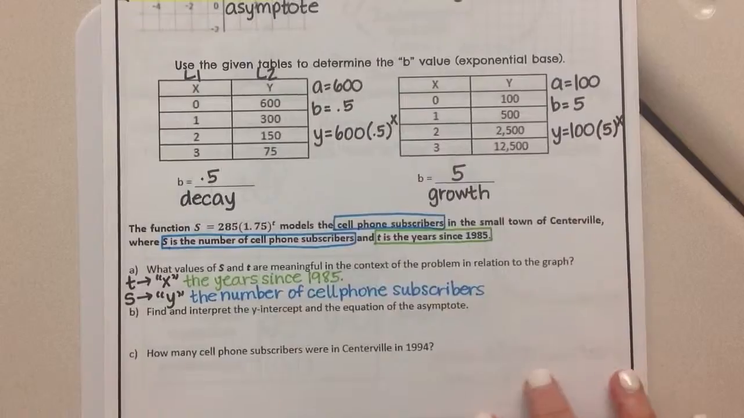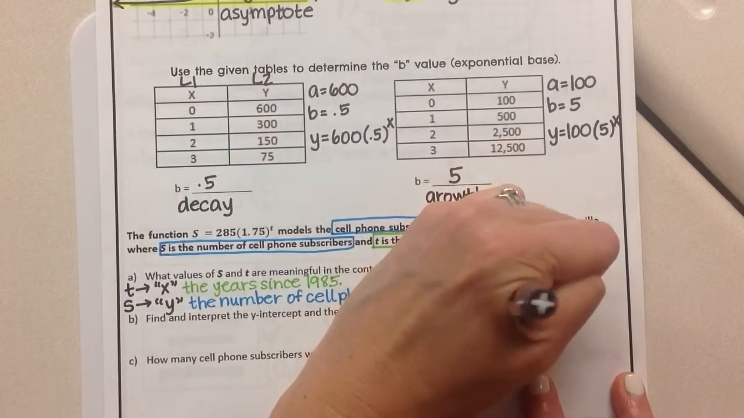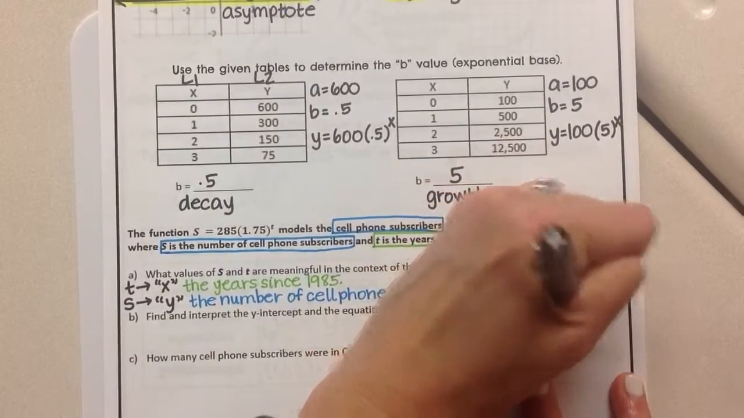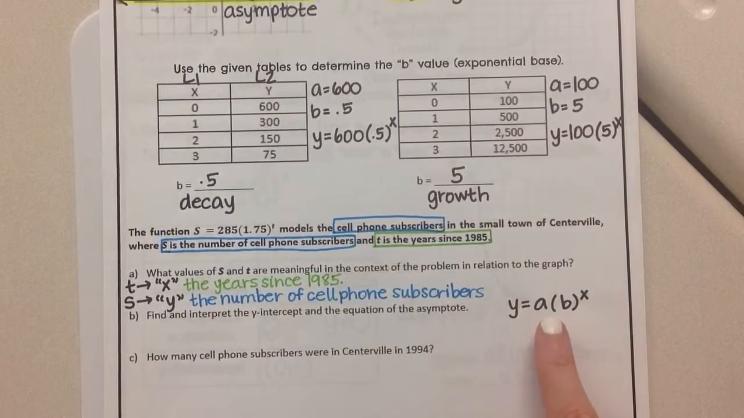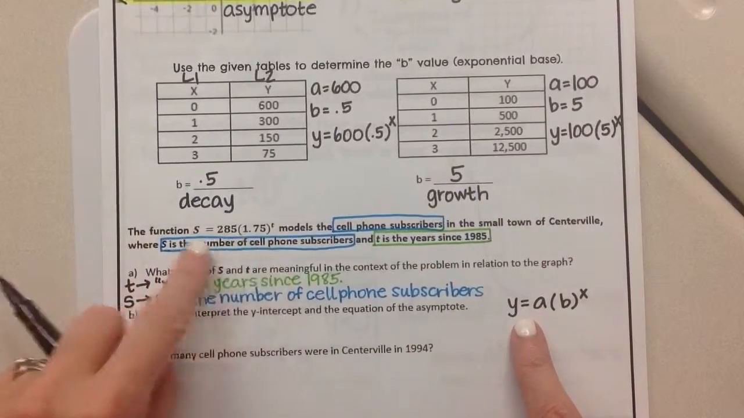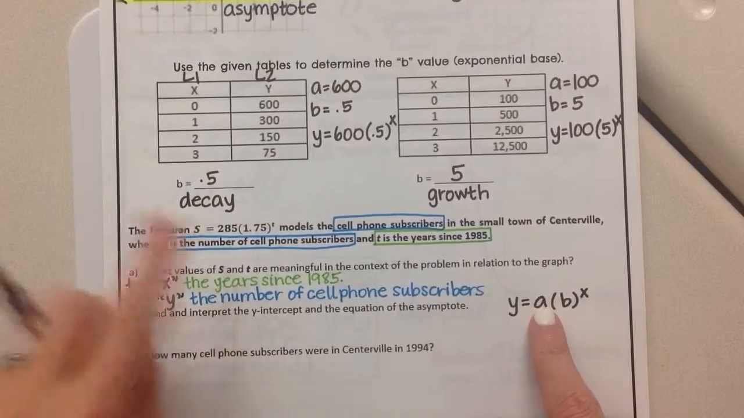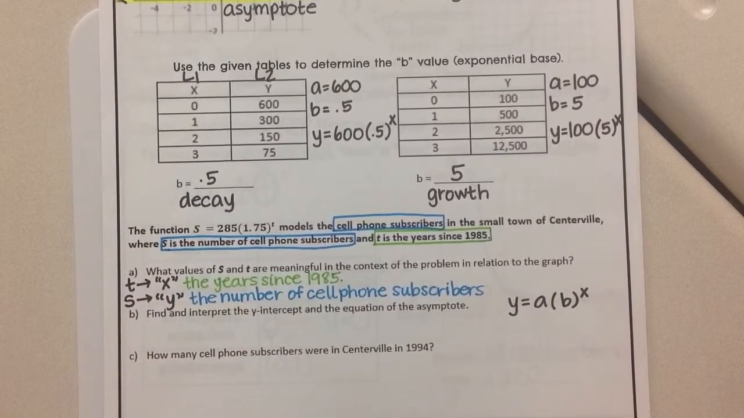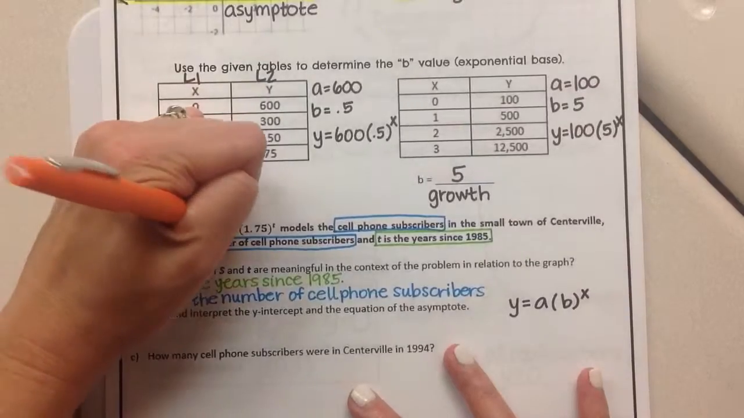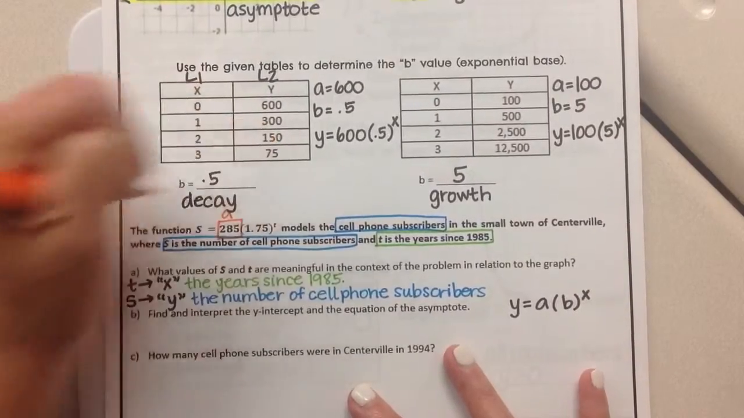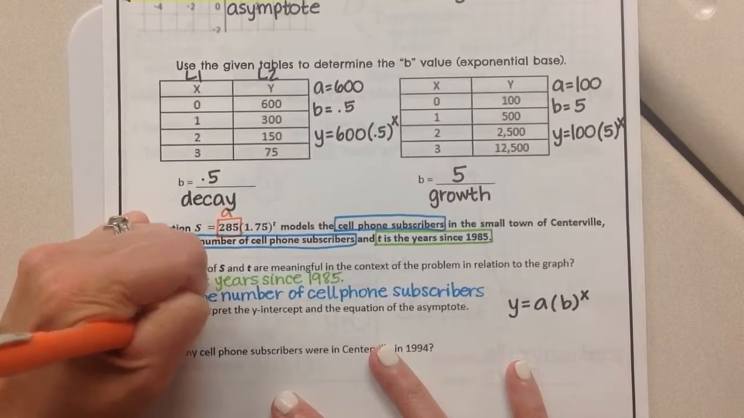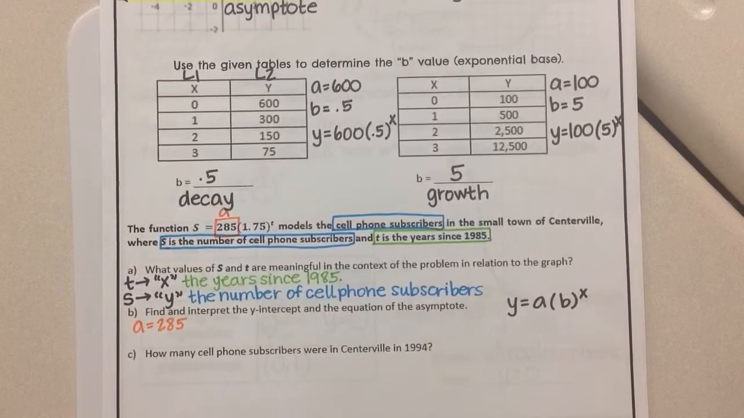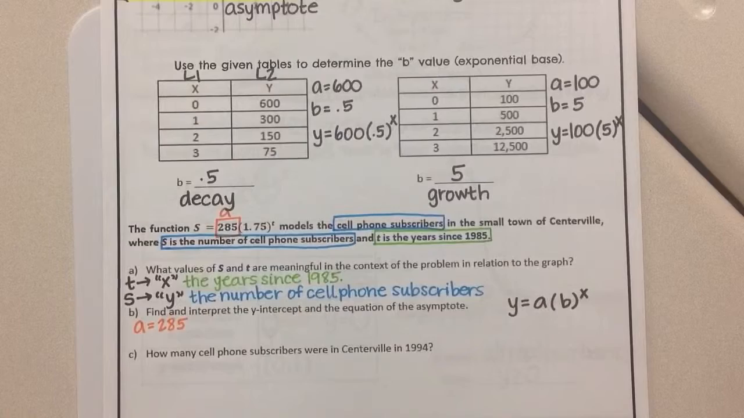Okay, so remember, in an equation for an exponential, it's y is equal to a times b to the power of x. Okay, a is your initial value, so if I look at my equation, which number is in the same position as a? That would be 285. That's a. So a equals 285. So I need to interpret that y-intercept.